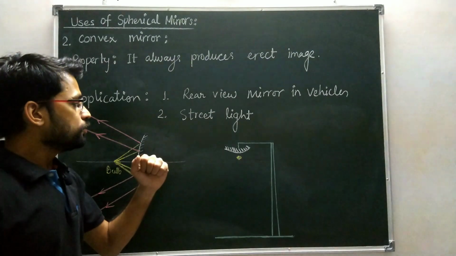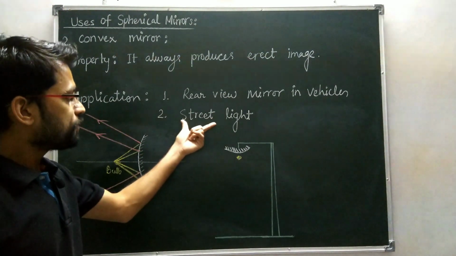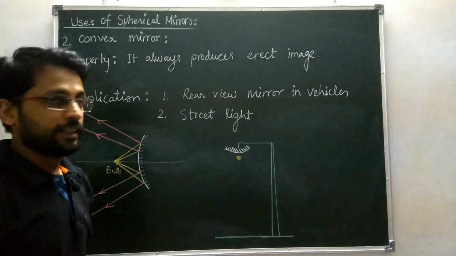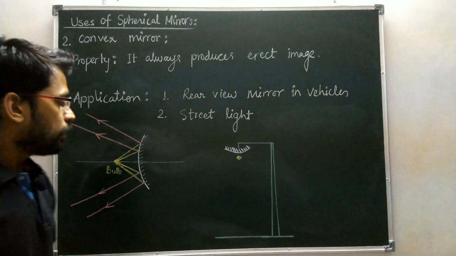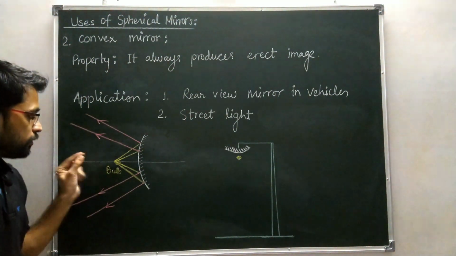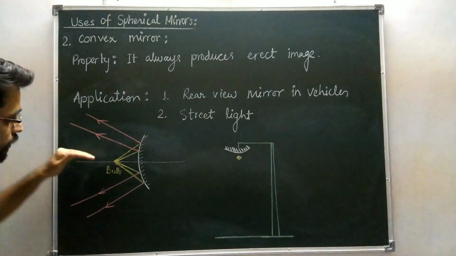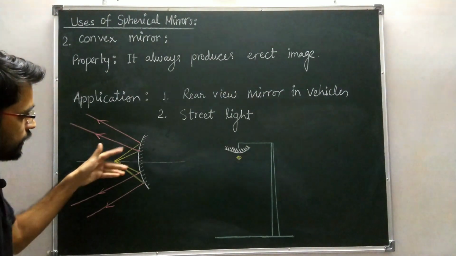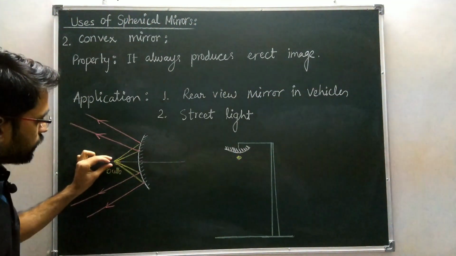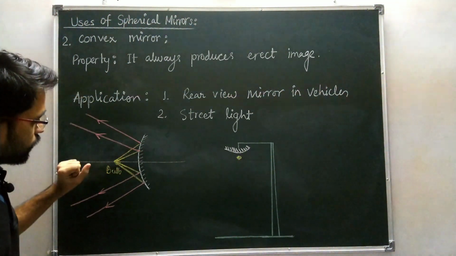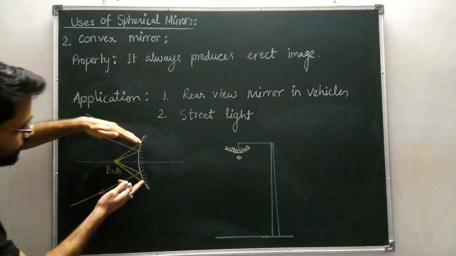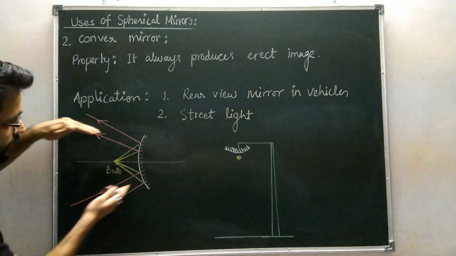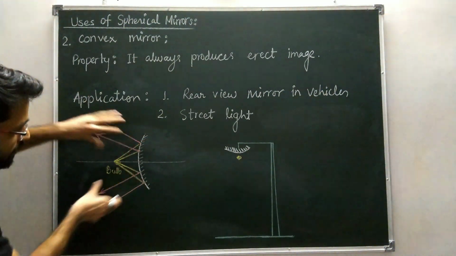And the second use is street light. We use the convex mirror in street lights. Since we know that the light rays incident on the convex mirror like so, it diverges the light. The reflected rays are diverging in nature.